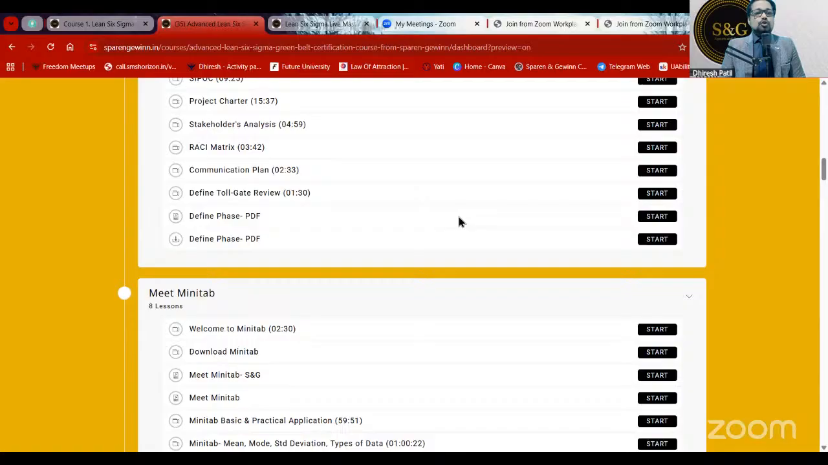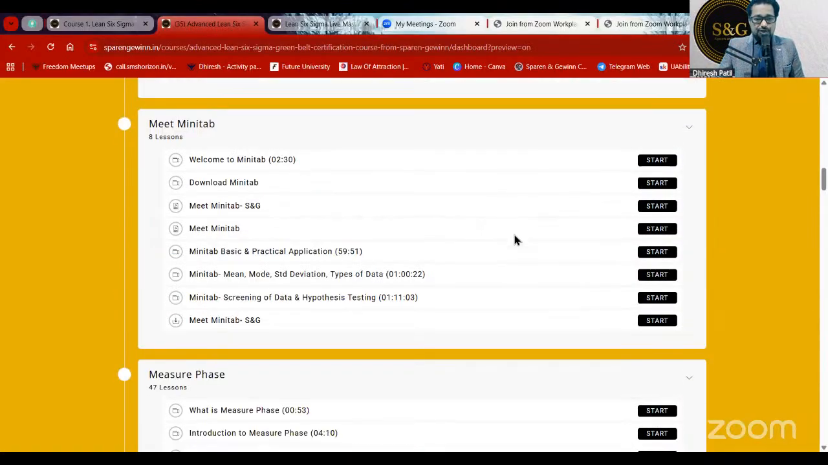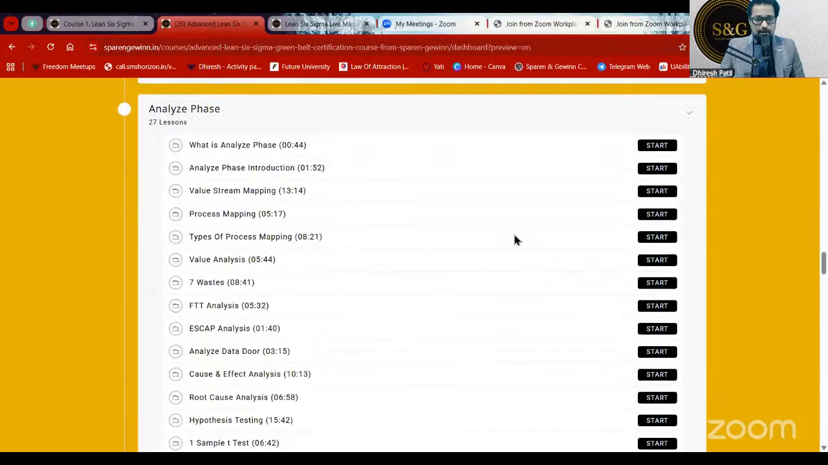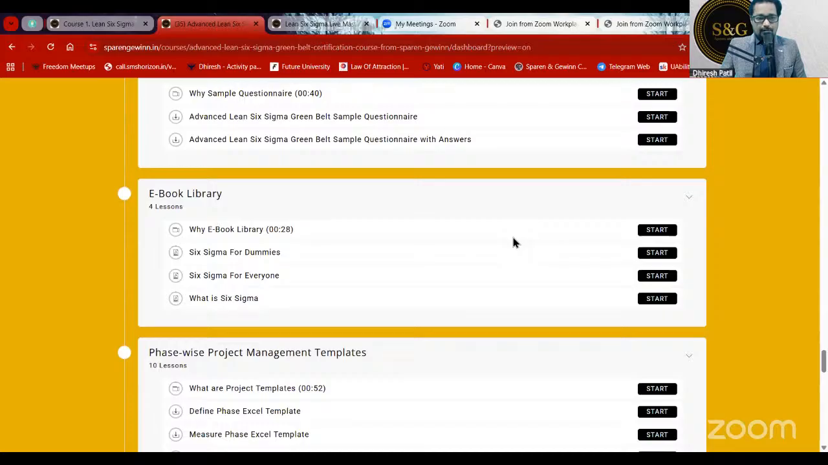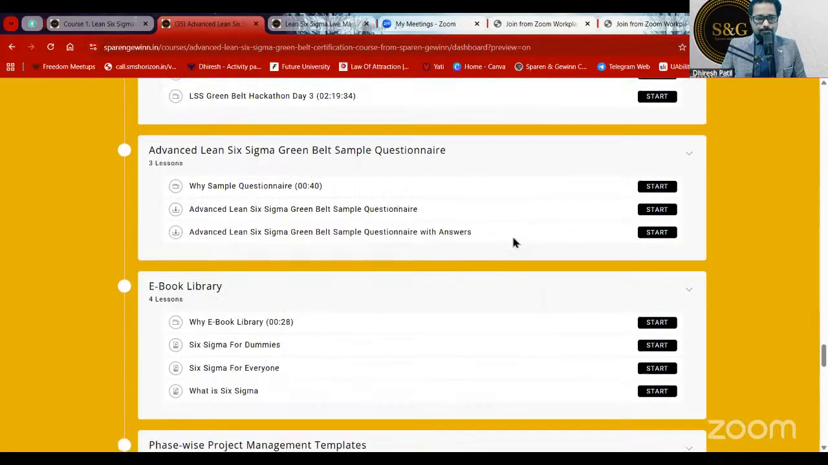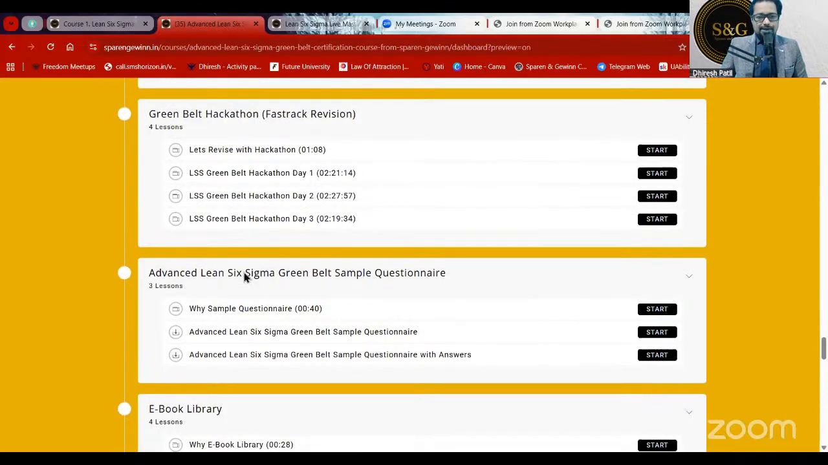Once you are ready and fully prepared, there is a sample questionnaire also. I'll show you that as well. If you scroll below, you can see the Lean Six Sigma Green Belt sample questionnaire. Just before the examination, go through the sample questionnaire. It will give you an idea of how the exam questions can come. If you get confidence, then you can attempt the examination.